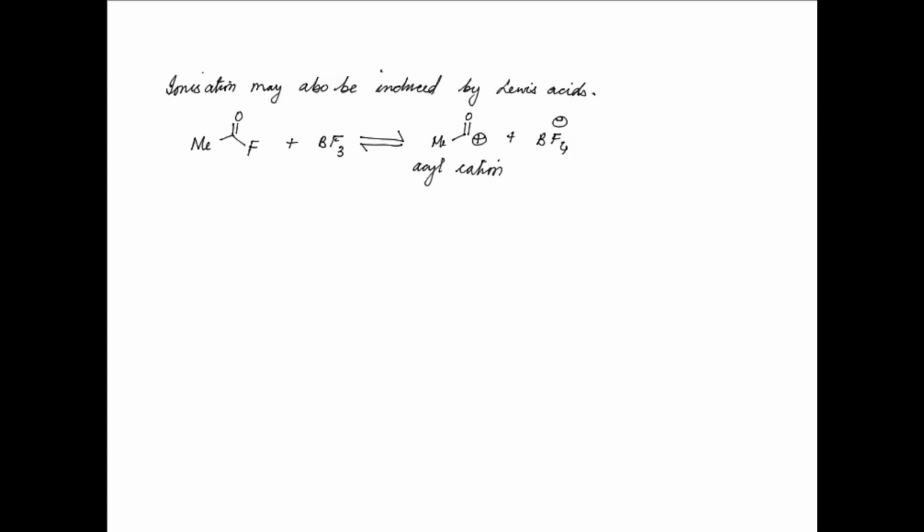In this case, the equilibrium lies towards the right because of the exceptional stability of the tetrafluoroborate anion. Because of the exceptional stability of this tetrafluoroborate anion, the equilibrium lies towards the right.